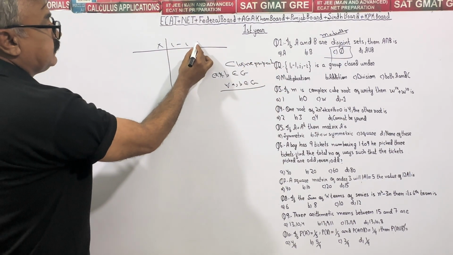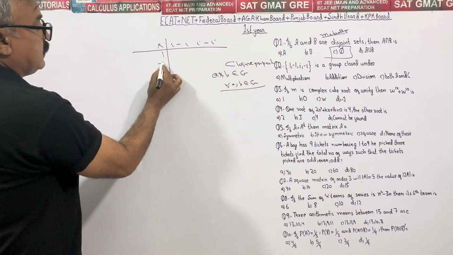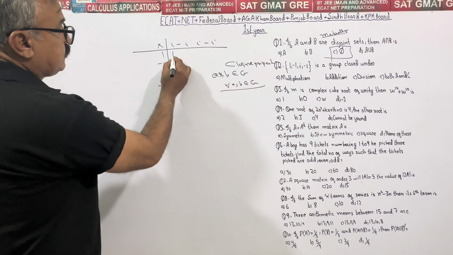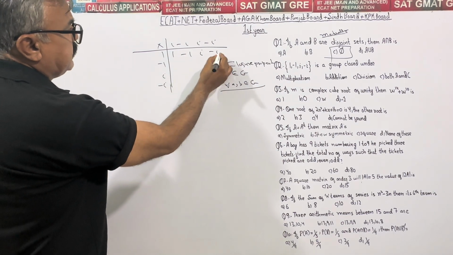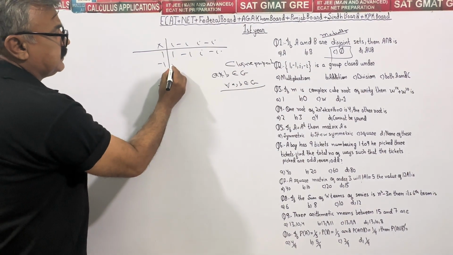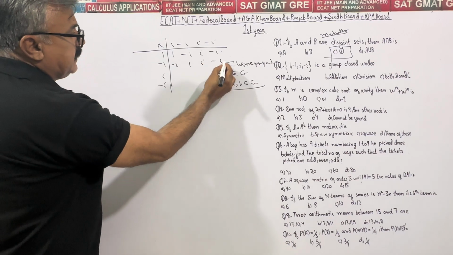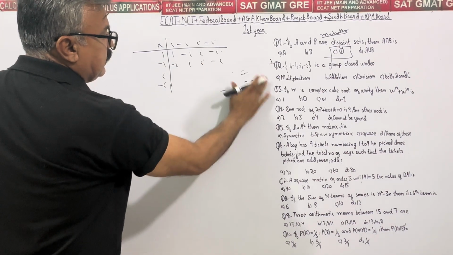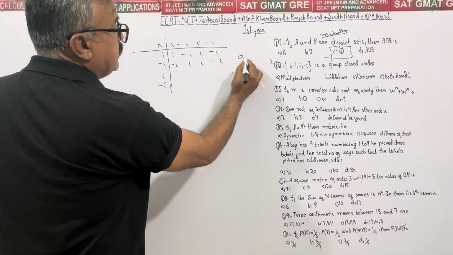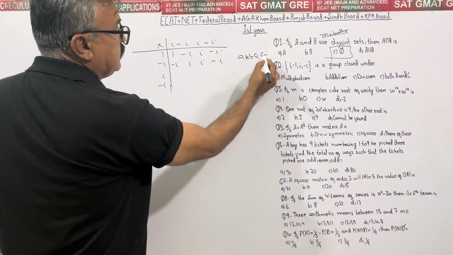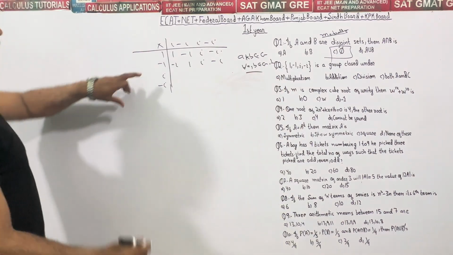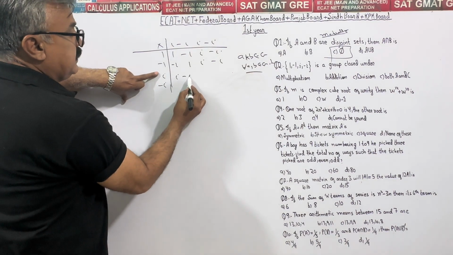Take 1, minus 1, iota, minus iota and multiply them with each other. Multiply with minus 1, we get minus 1, 1, minus iota, iota. Let me write the closure property clearly for you: A star B belongs to G for each A, B belonging to G. Now multiply with iota: iota with 1, iota, minus iota.